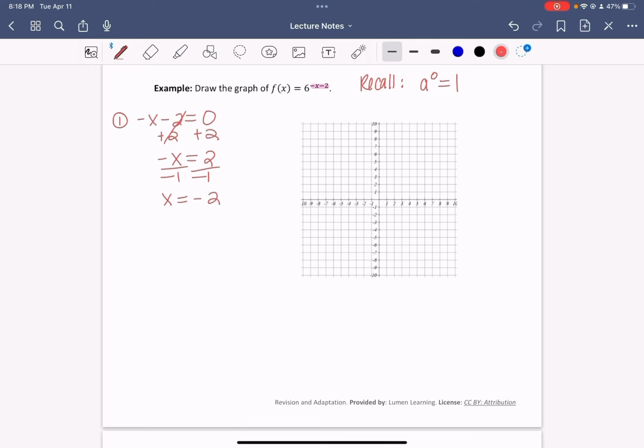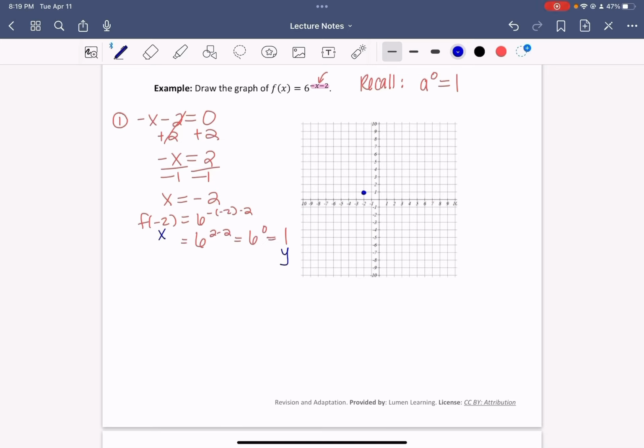So that when I plug negative 2 in for this x, looking at f of negative 2, that would be 6 to the negative (negative 2) minus 2, which is 6 to the 2 minus 2, or 6 to the 0 power, which gives you 1. So when my x value is negative 2, my y value is 1, and I could plot that point. So let's see, we can go over negative 2, 1, and there's a dot.